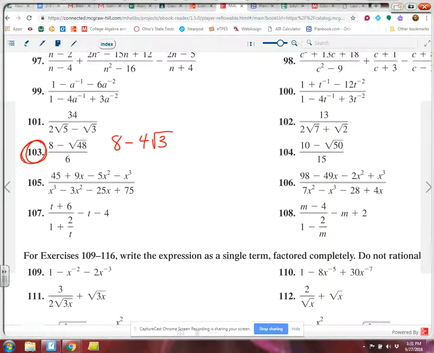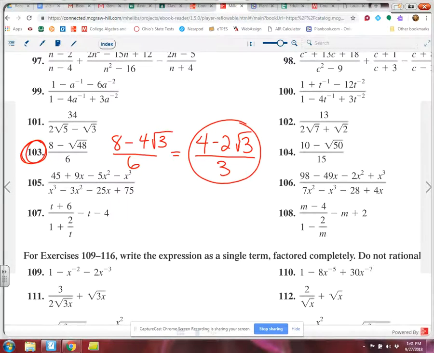And this is all over 6. Now don't forget that you can reduce this. All of those coefficients can be divided by 2. For a final answer that looks like that. Okay. Let's look at 105 next.